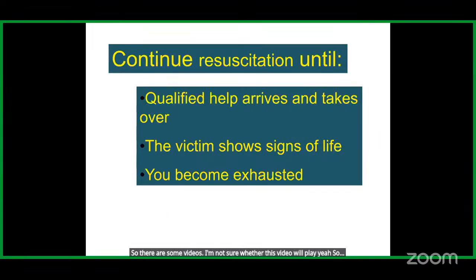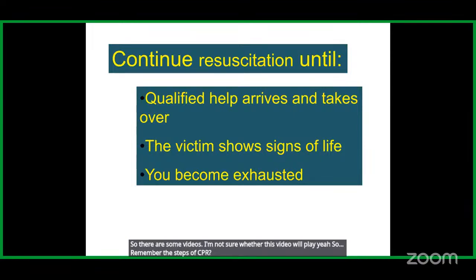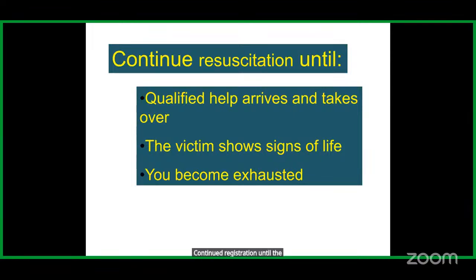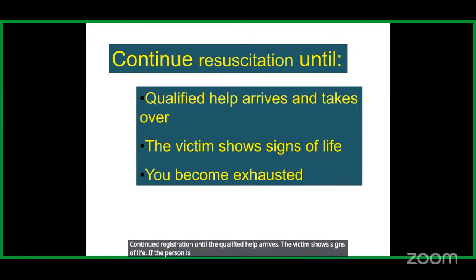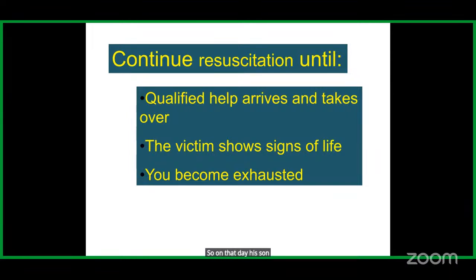So remember the steps of CPR and continue resuscitation until qualified help arrives. The victim shows signs of life. If the person is showing signs of life, for example, one recent incident I can remember is a senior citizen on a train who had a heart attack. He was traveling with his son. On that day, his son tried to help him, but it was of no use.